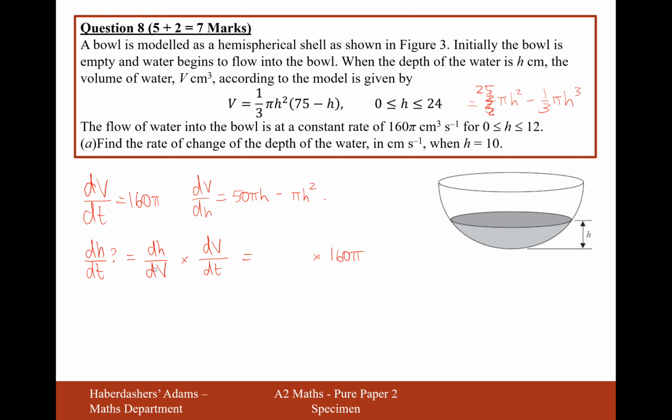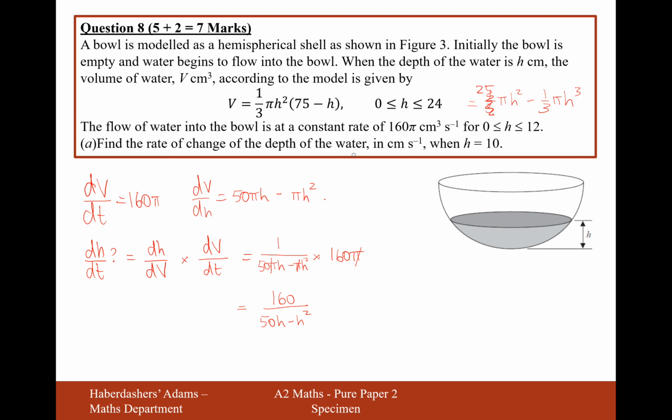What you can see happening here is that the dV's will eventually cancel each other out, as if you think of them as fractions, and then we're ending up with just the dh here and the dt here. But what we do need to do is flip dh by dV, the upside down version of this. So it's 1 over 50 pi h minus pi h squared, times 160 pi. We've got pi's on the top and bottom, so we can cancel both of those out. So it's 160 over 50h minus h squared.